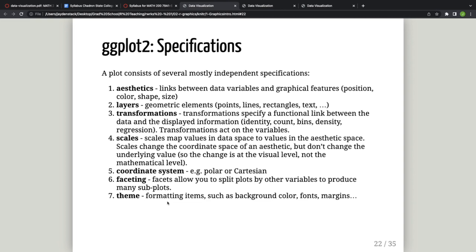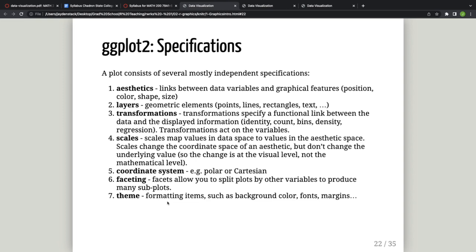Okay, faceting. Faceting allows you to split plots by other variables to produce many subplots. This is very, very important. You'll see in a little bit. This is very, very important when we have a lot of different variables and we have a lot of observations. All right. So if I'm thinking about that and trying to graph some sort of scatter plot or something like that, I have a bunch of different points that are probably going to overlap all over the place. Okay. So if I can facet or essentially take out each different variable by themselves and create a subplot of just that variable, that's going to be very, very helpful to me in trying to understand what's going on within that one variable.